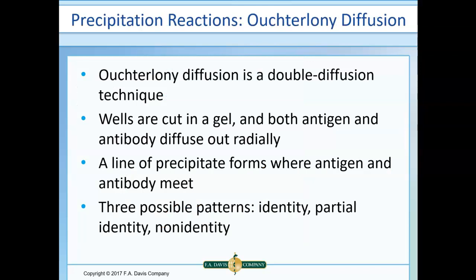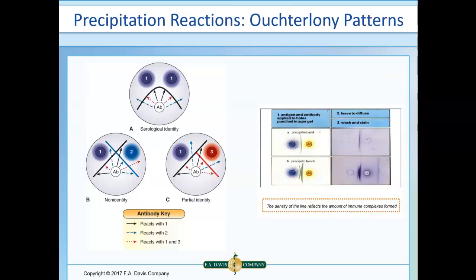The next one is Ouchterlony diffusion. This one is a double diffusion technique. Wells are cut into a gel and both the antigen and antibody diffuse out radially. A line of precipitate forms where the antigen and antibody meet. There are 3 possible patterns: identity, partial identity, or non-identity. So here's a picture of this one.